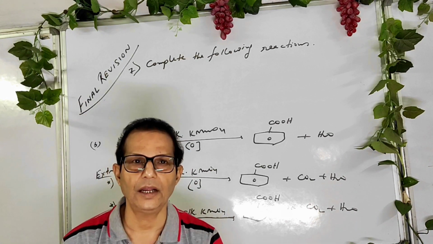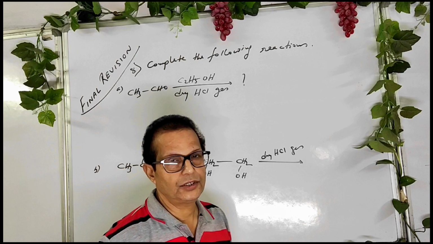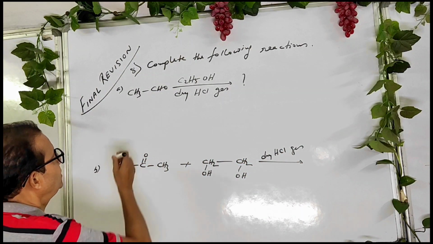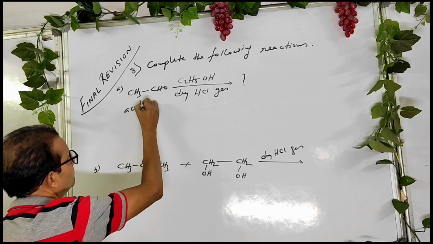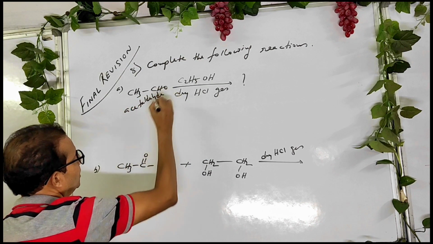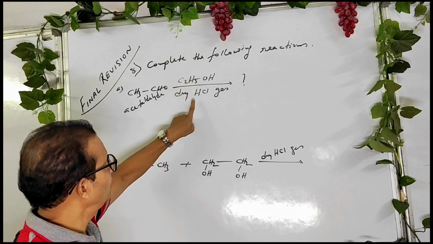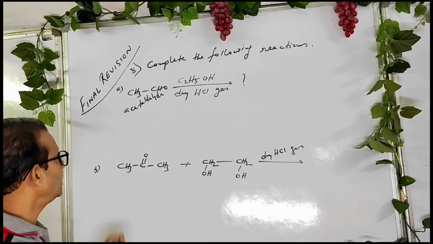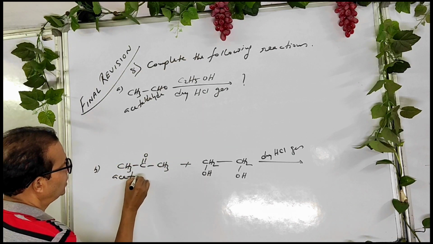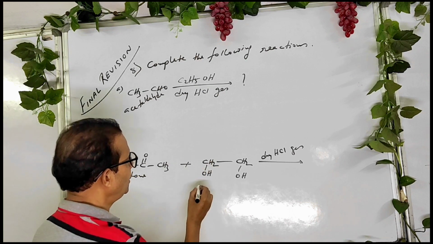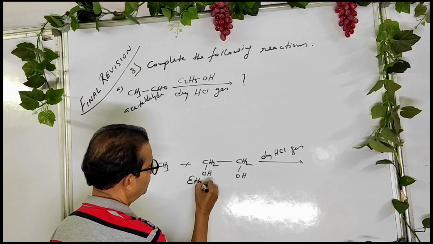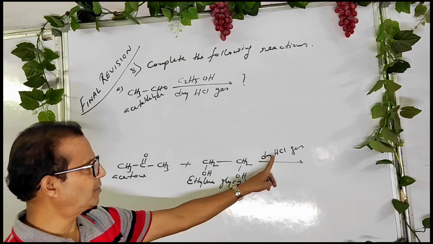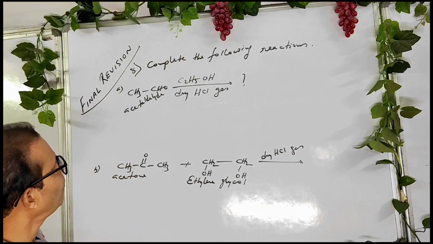So see the other reactions, what happens when, okay. See the questions, these are also very important questions. First, acetaldehyde reacts with ethyl alcohol in the presence of dry hydrogen chloride gas. Second question, acetone reacts with ethylene glycol in the presence of dry HCl gas.